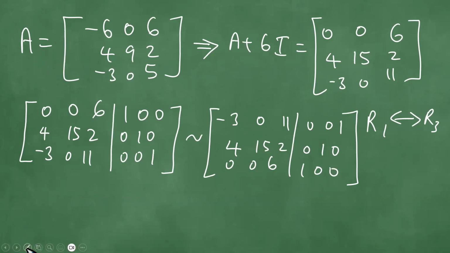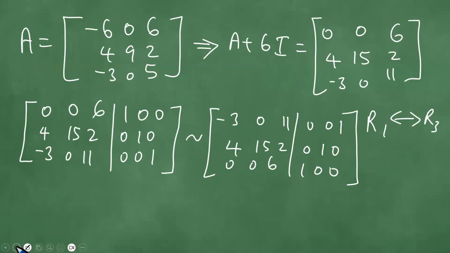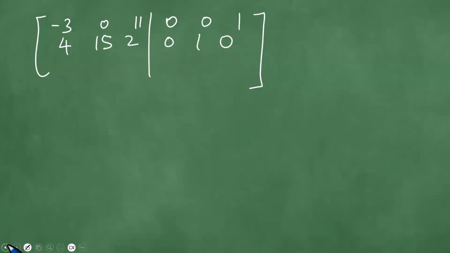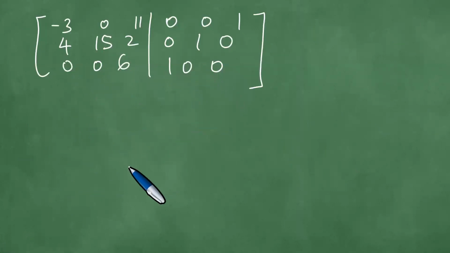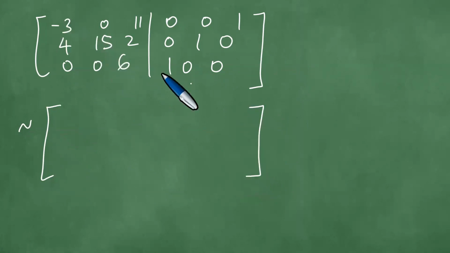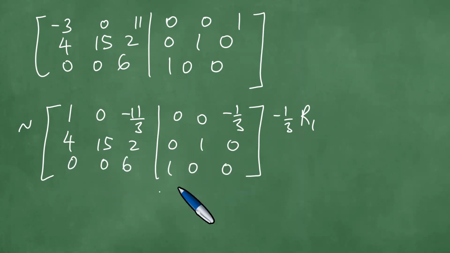Okay, let's look at 4, 15, 2. And then 0, 1, 0. Which is 0, 0, 6. One, zero, zero. Right, and then now we want to get the inverse, as usual in linear algebra, we multiply the first row by minus 1/3. 11 out of 3 here, 0, 0, minus 1/3. 4, 15, 2, 0, 1, 0, 0, 0, 6, 1, 0, 0.